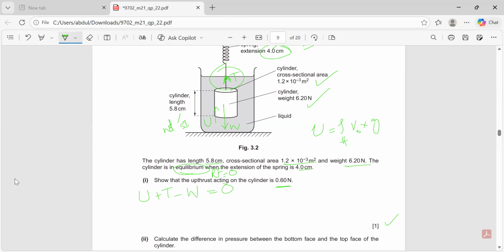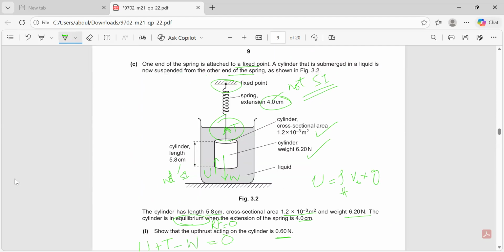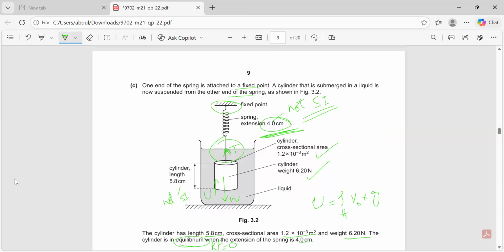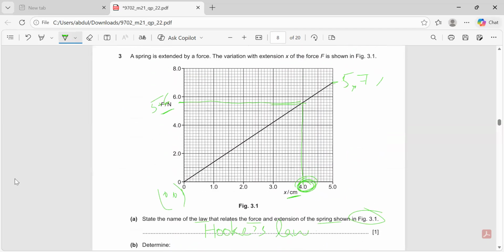Now we have weight, but we don't have tension. Don't worry. This spring is extending by how much? 4 centimeter. And at 4 centimeter, what is the force? That is 5.6.